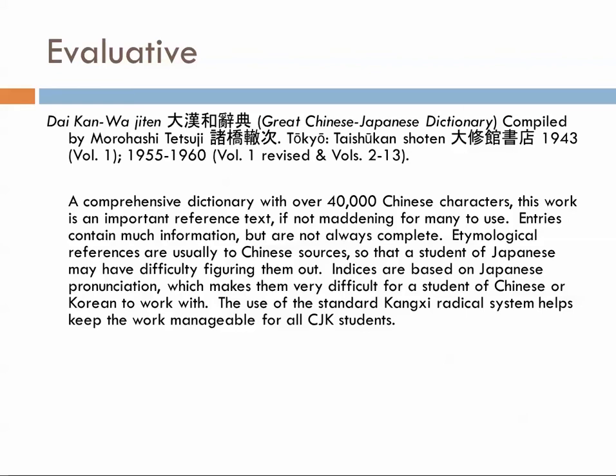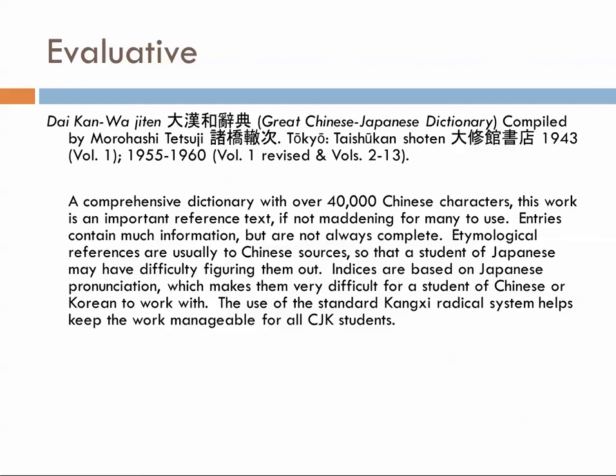Entries contain much information, but are not always complete. Etymological references are usually to Chinese sources, so that a student of Japanese may have difficulty figuring them out. Indices are based on Japanese pronunciation, which makes them very difficult for a student of Chinese or Korean to work with. The use of the standard Kangxi radical system helps keep the work manageable for all CJK, Chinese, Japanese, Korean, students. You might argue a little bit with some of those statements. It's not ridiculously subjective, but certainly it's more subjective than what we saw in the informative entry.